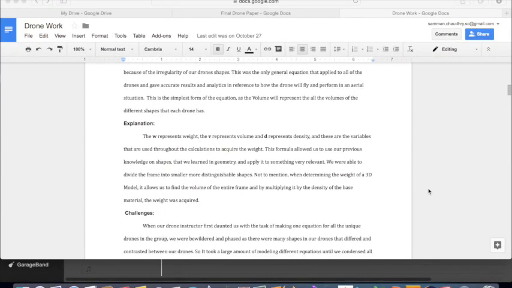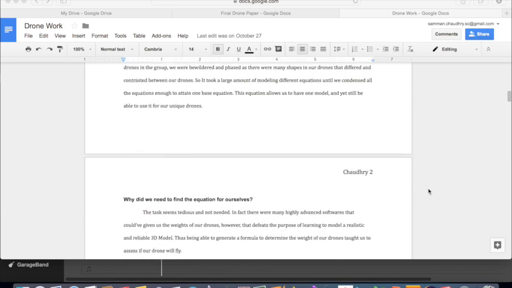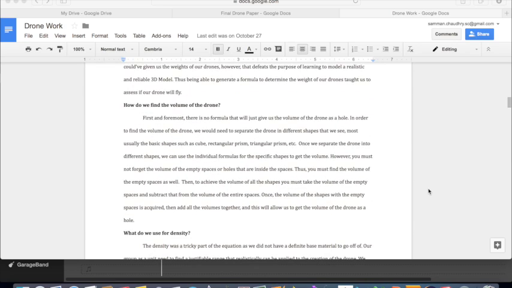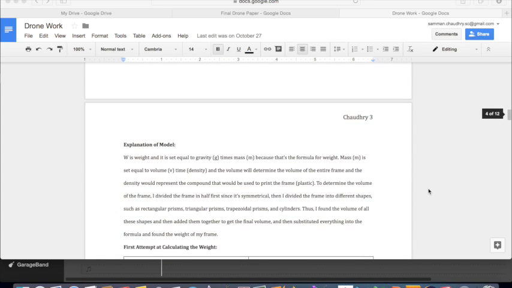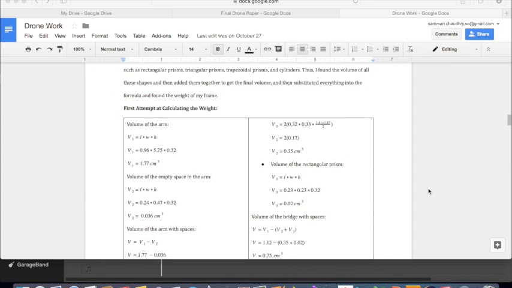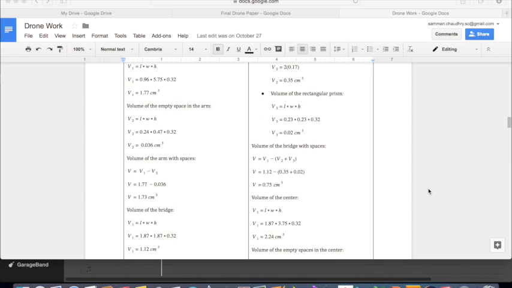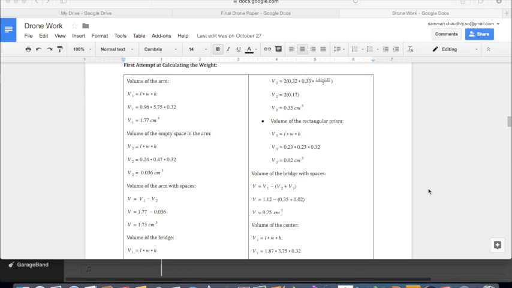To ensure that our drone frames were the ideal weight, which is 4 grams, we were given an assignment in our group to develop a generic formula that would help us determine the weight of our frames. My group and I came up with weight equals volume times density.